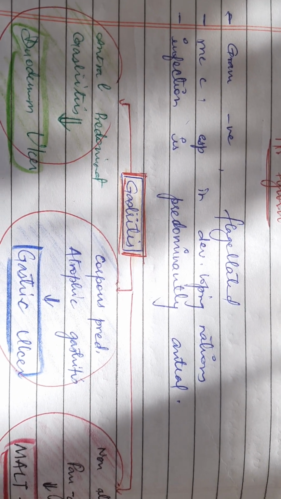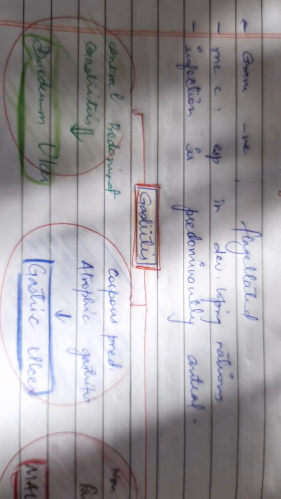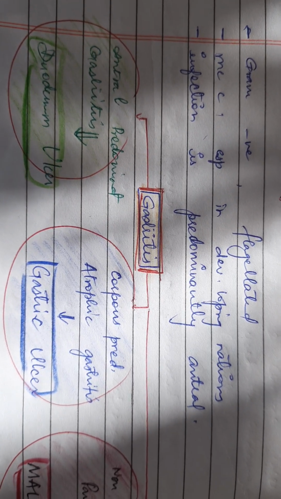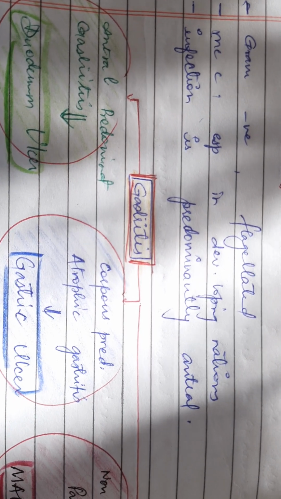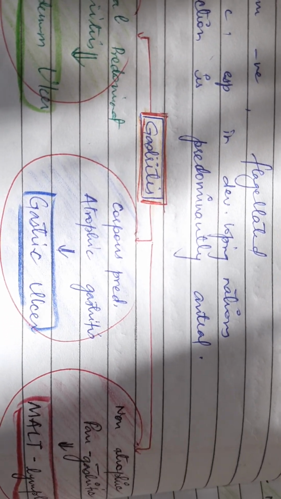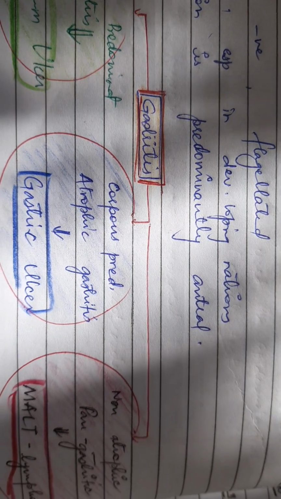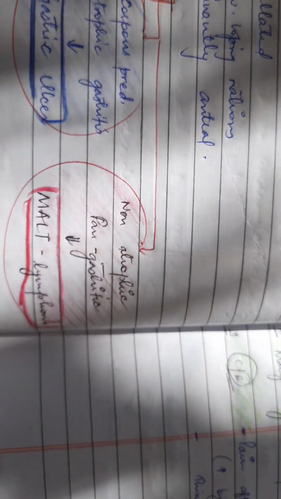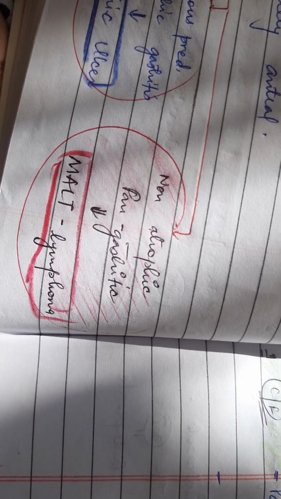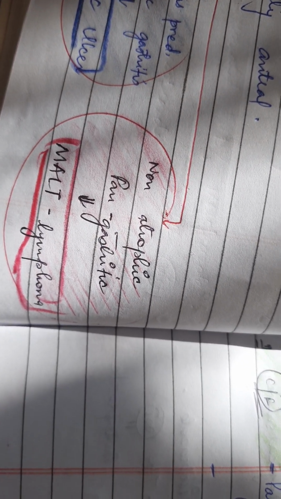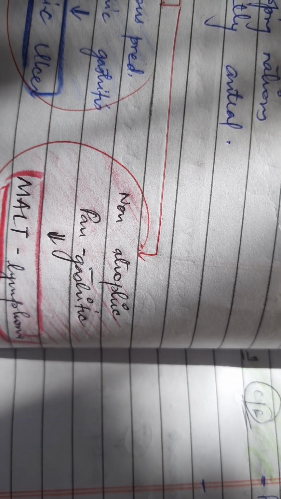Gastritis is of three types. Antral predominant gastritis leads to duodenal ulcer, which is most common. Then corpus predominant atrophic gastritis leads to gastric ulcer. And then non-atrophic pangastritis is associated with MALT lymphoma.